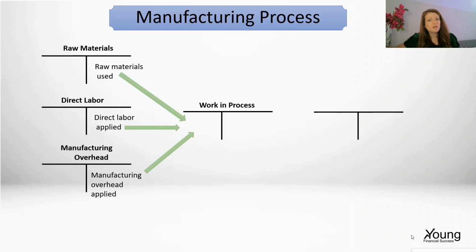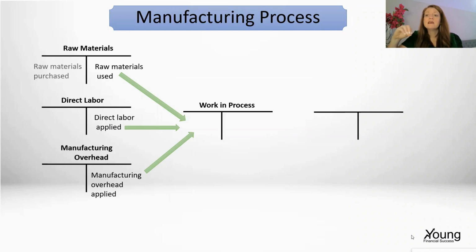So when we use those up, we just move those to the next inventory account, work in process. So we debit work in process as we use those. For the direct labor, we debit work in process to increase that inventory. And for all of those indirect costs, we debit work in process to increase the inventory that is in process.